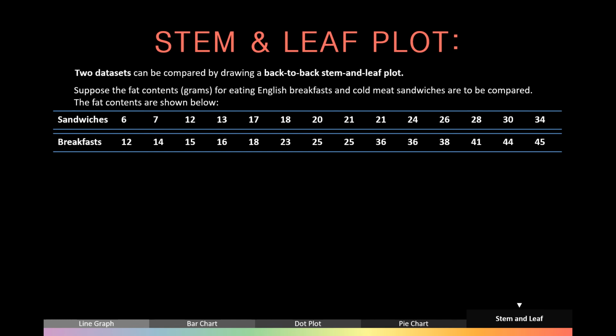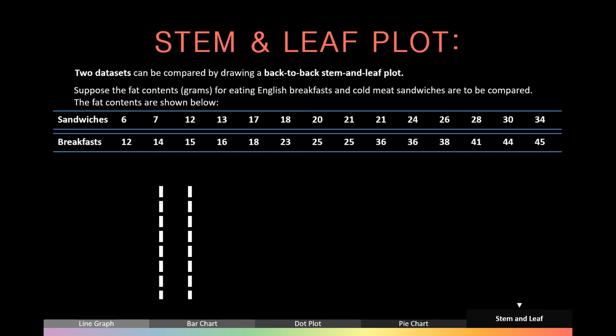So step 1, we want this in ascending order. Step 2, we want to go ahead and decide on what our stems are going to represent and what our leaves are going to represent. Step 3, we're going to go ahead and draw our vertical lines. And this is where it gets a bit different.